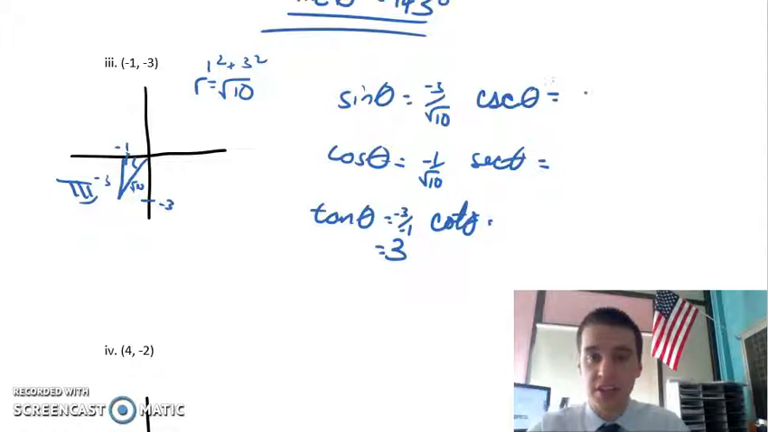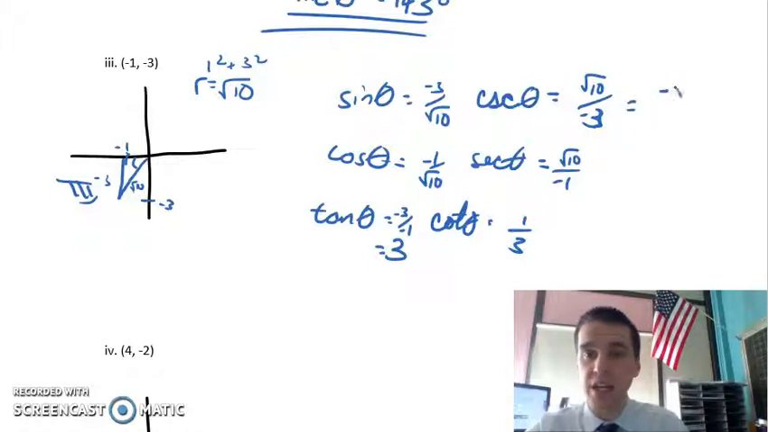So once we get those, this is easier. Square root of 10 over -3. Square root of 10 over -1. And that's 1/3. Know that you can rewrite these as negative square root of 10 over 3. The negative just comes out in front. It doesn't matter where the negative is as long as it's negative.